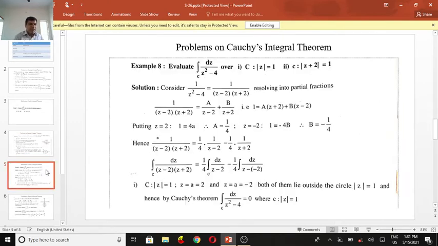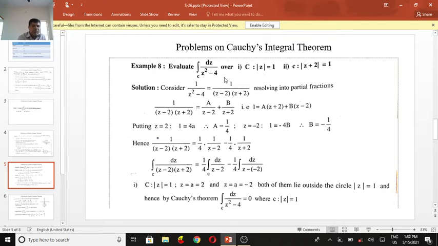Let us take one more example: evaluate the integral of dz by (z² - 4), where C is |z| = 1 and the second one C is |z + 2| = 1. Observe the given problem. We rationalize 1 divided by (z² - 4), which we can write as 1 by (z - 2)(z + 2), using the partial fraction method.